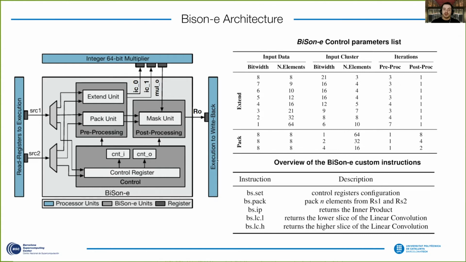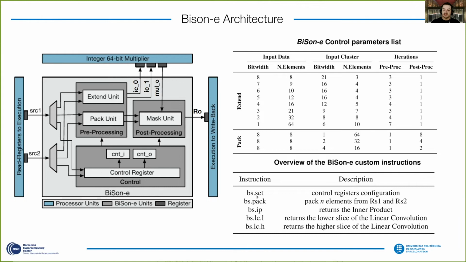Depending on the instruction that is being decoded, the mask unit acts in different ways, meaning that it masks different regions of the multiplication output depending on the instruction decoded. The output of the unit is then sent back to the register file. As you can see, a control unit is used to orchestrate all the data movement of the pre-processing and the post-processing stage. In terms of instructions, we added 5 different custom instructions to the RISC-V ISA.